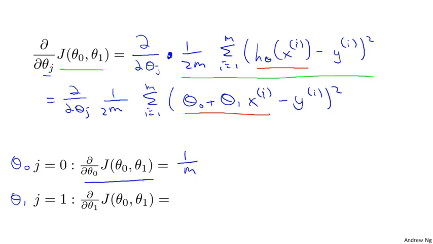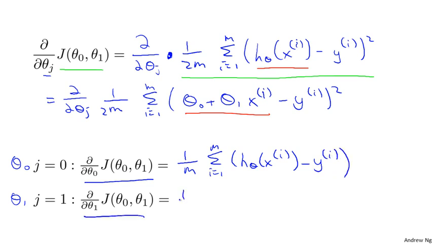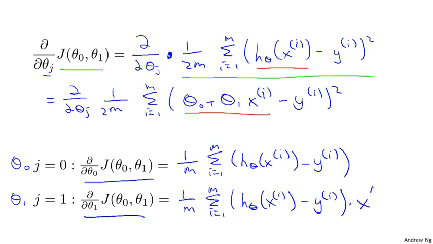It turns out this first term simplifies to 1 over m, sum over my training set of just that, (h(x_i) minus y_i). And for the partial derivative with respect to theta 1, it turns out I get this term, (h(x_i) minus y_i) times x_i. Okay?